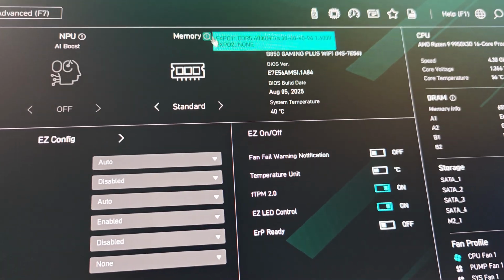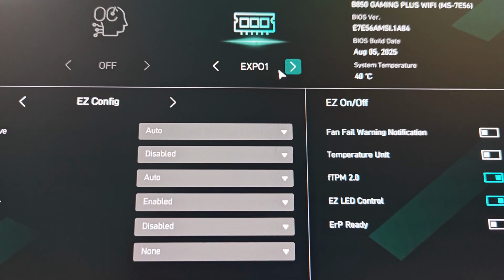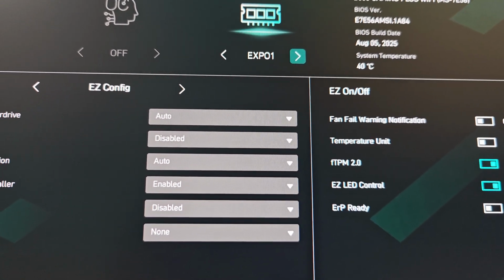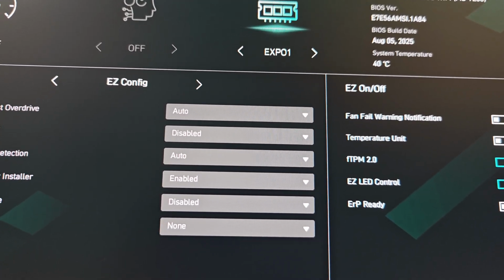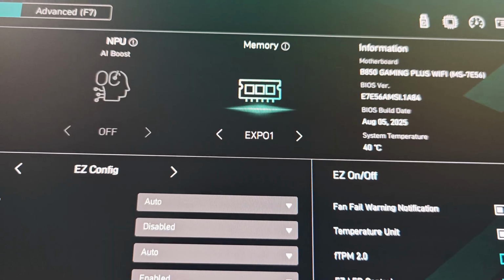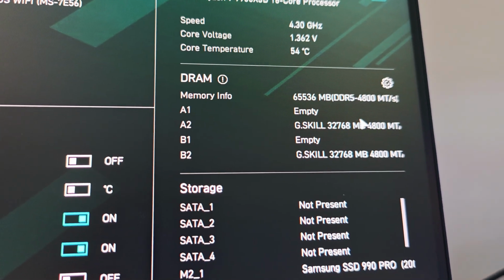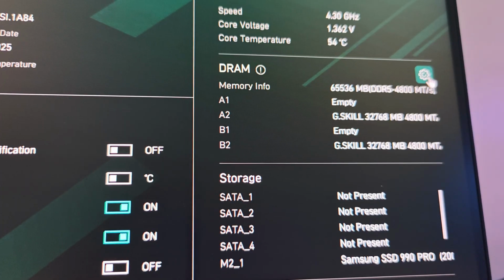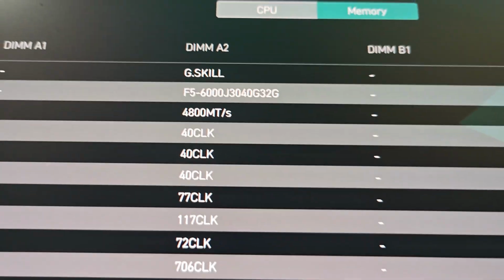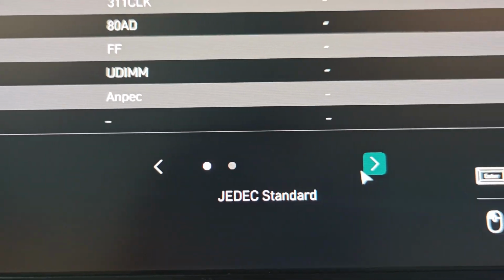So this is the screen for the MSI motherboard that I have. You can see I have memory and I can just switch there from standard to EXPO 1. This is basically a profile, which is available within the RAM module itself. Now, if you look here to the side, you can actually see it says 4,800 mega transfers per second. But again, this is not a mistake. This is the 6K module.